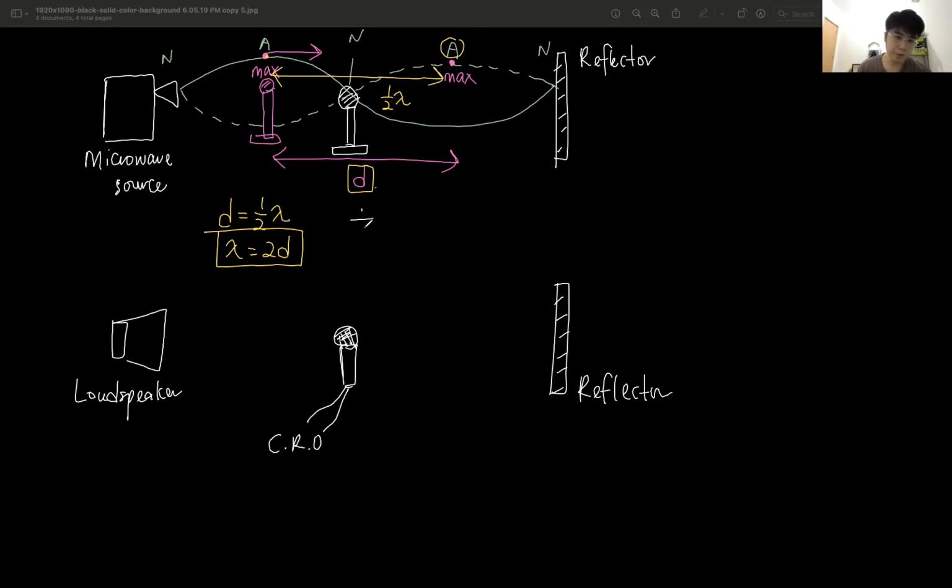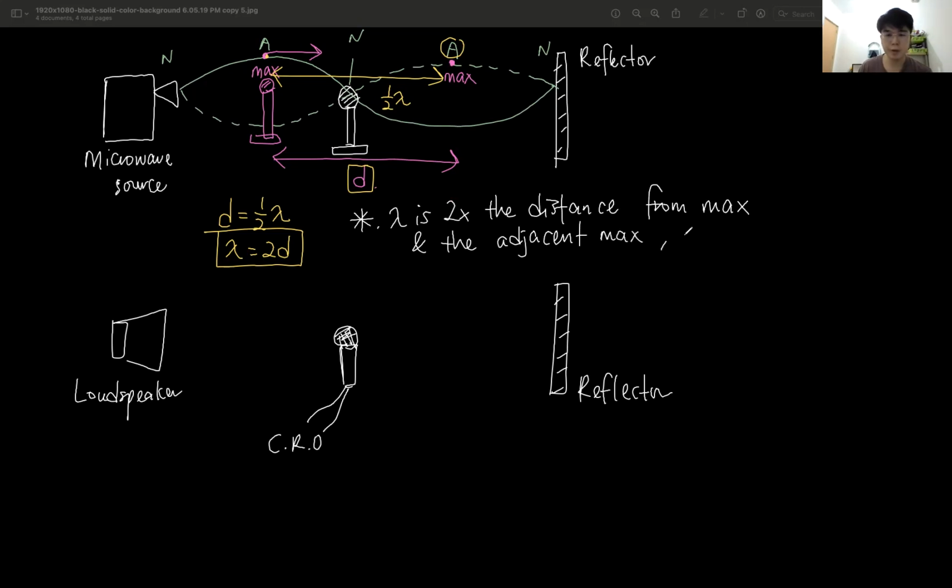Okay, so let me write it here. Wavelength is 2 times the distance from maximum to the adjacent maximum, or it could be from minimum to adjacent minimum. This is one important thing to take note of.